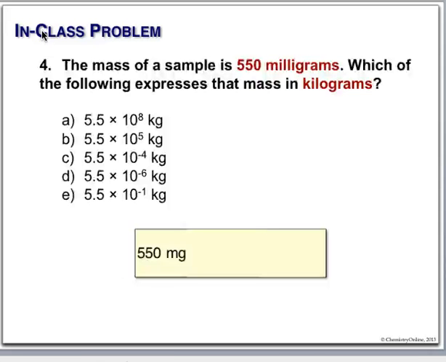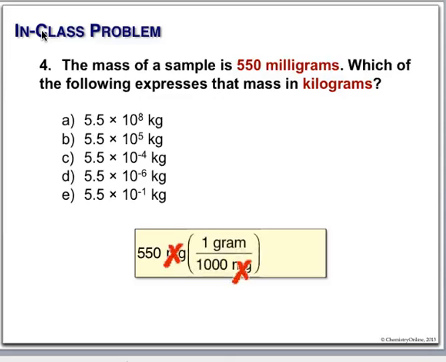Our given here is going to be 550 milligrams. We're trying to get to kilograms, so we need one ratio to go from milligram to kilogram. How many milligrams in a gram? 1,000. So we write our first ratio like this. 1 gram, 1,000 milligrams, making sure, of course, that milligrams is in our denominator. That way they cancel.